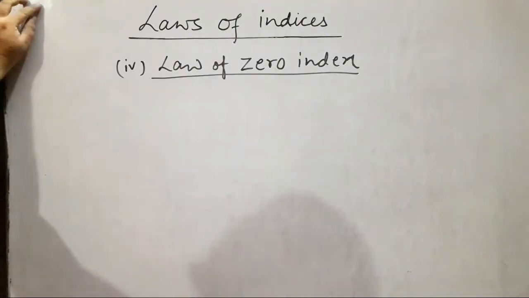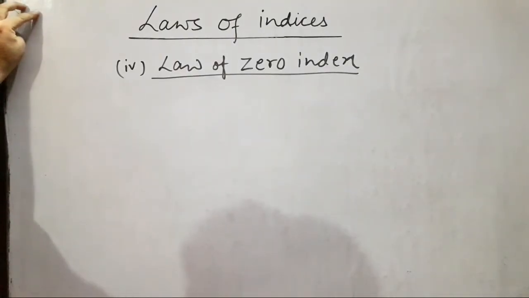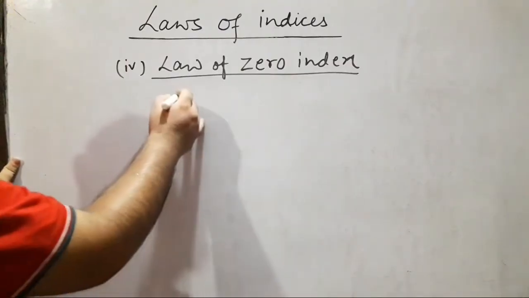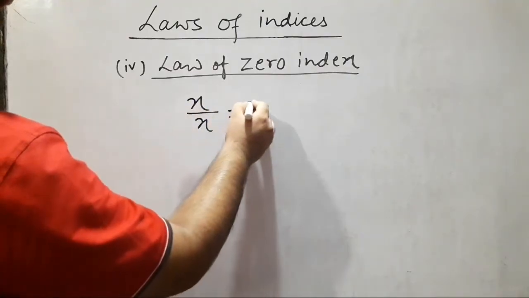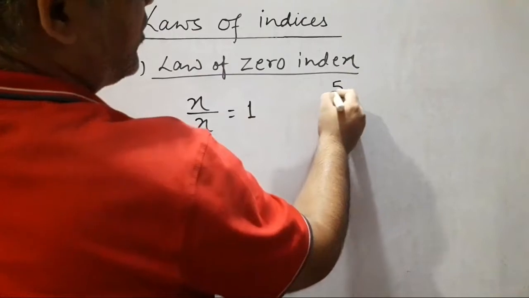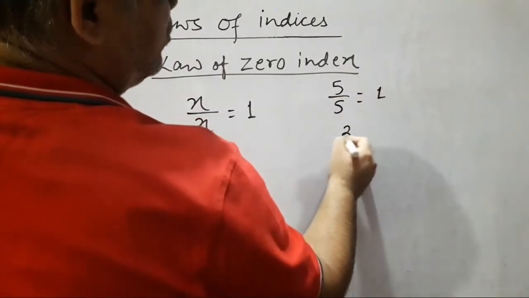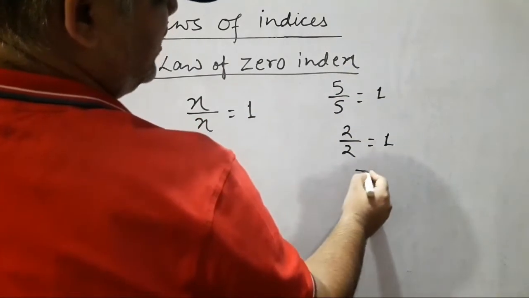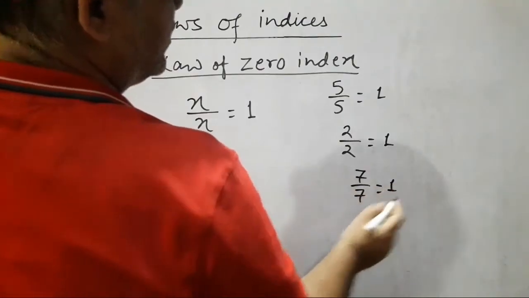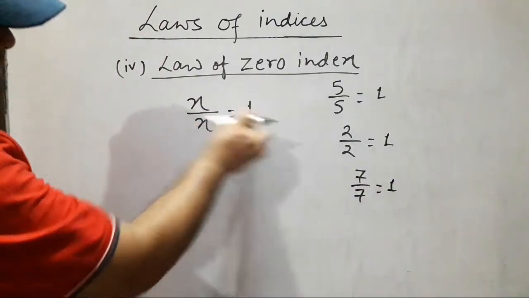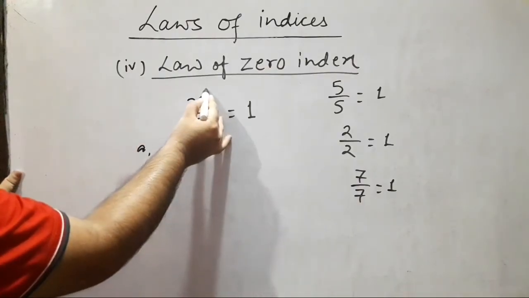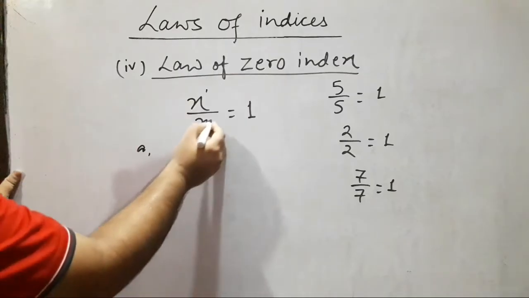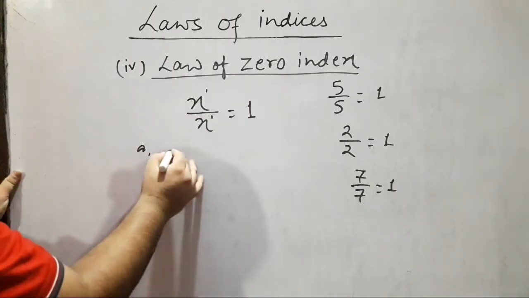Now let's prove why the base with power 0 is equal to 1. Let's prove the law of zero index. As we know that x by x is equal to 1. We know 5 by 5 is equal to 1, 2 by 2 equal to 1, 7 by 7 equal to 1. Similarly, x by x is equal to 1. Now, what is the power of x? The power of x is 1. Similarly, here also the power of x is 1.